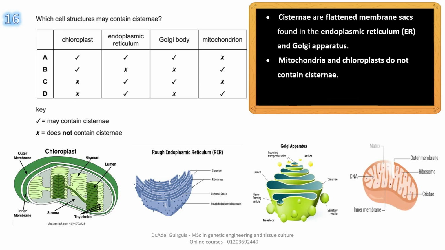Look at the mitochondrion, formed from double membranes, outer and inner, and the matrix. The inner membrane forms cristae, but no cisternae are found in the mitochondrion. So the answer is C. Tick right for endoplasmic reticulum and tick right for Golgi body.